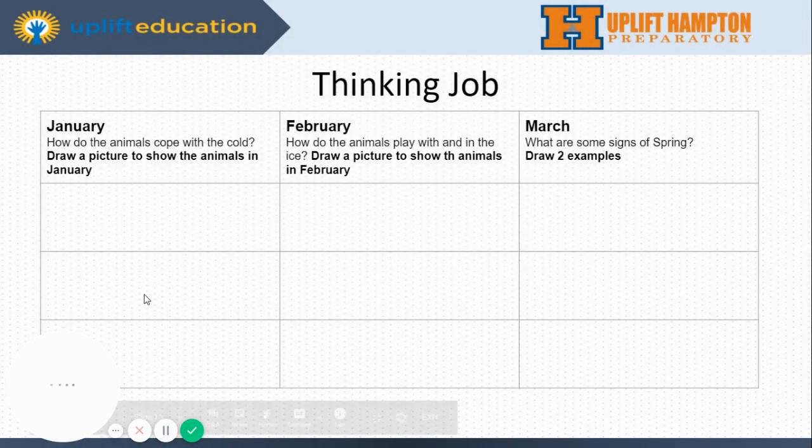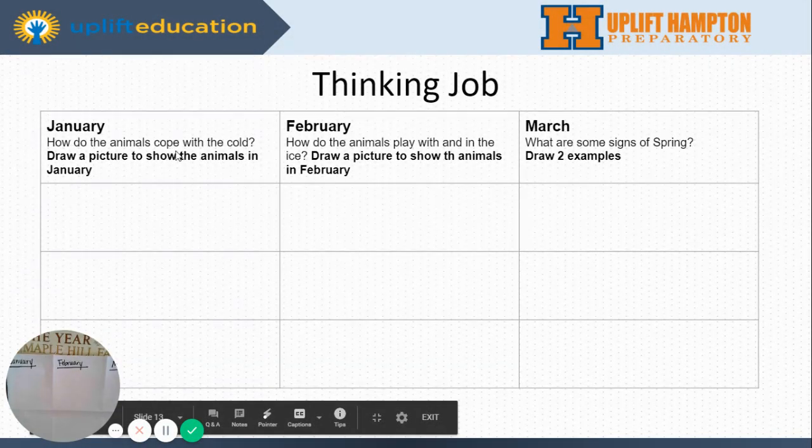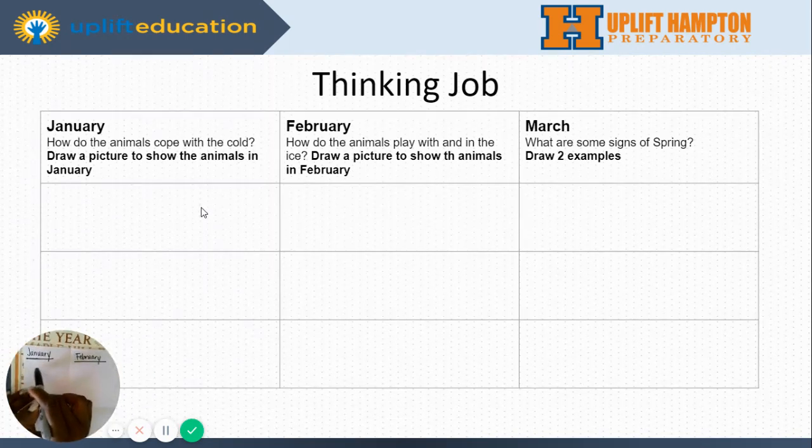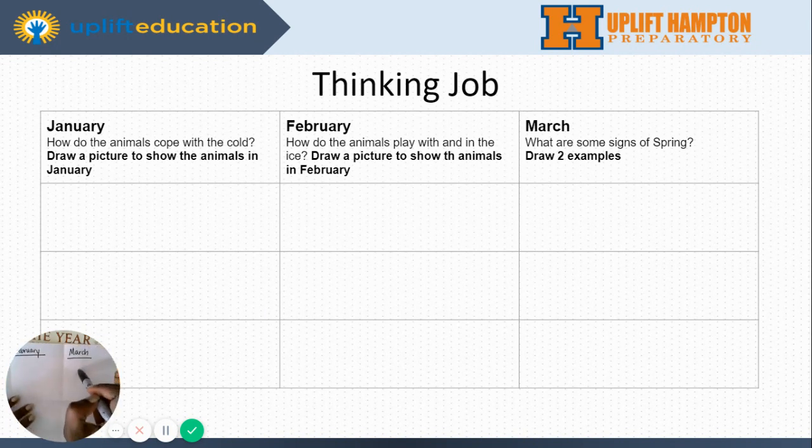So under January, what you all will answer is, how do the animals cope with the cold? So here you're going to answer, how do the animals cope with the cold, and then draw a picture to show the animals in January. For February, you are going to write, how do the animals play with and in the ice? And then you're going to draw a picture to show the animals in February. And then for March, it says, what are some signs of spring? So you're going to draw 2 examples.